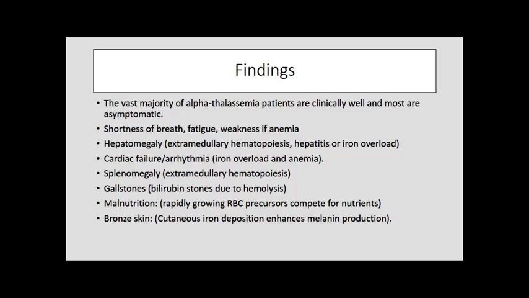Now, people who have hemolysis, all of this excess bilirubin in the circulation is going to end up in the gallbladder, forming bilirubin stones that have a different color from the cholesterol gallstones.